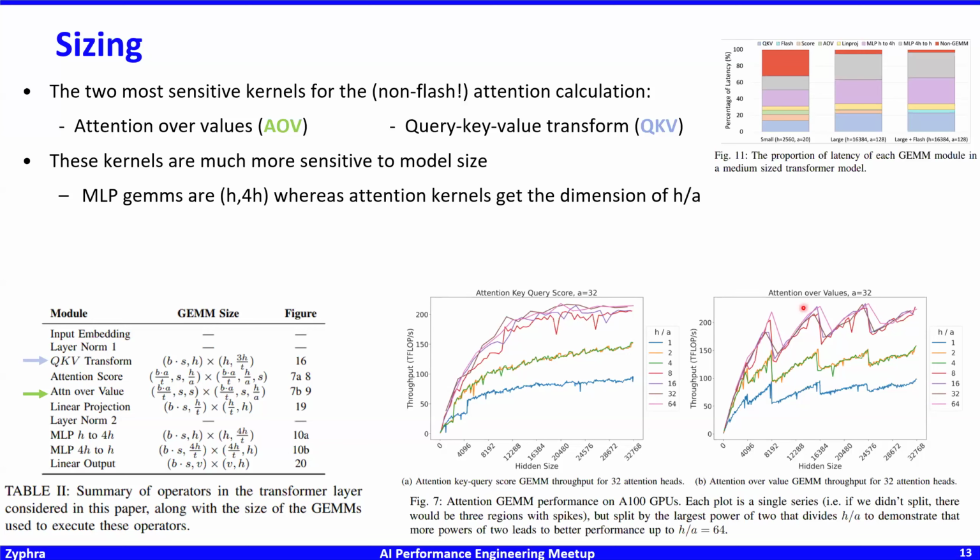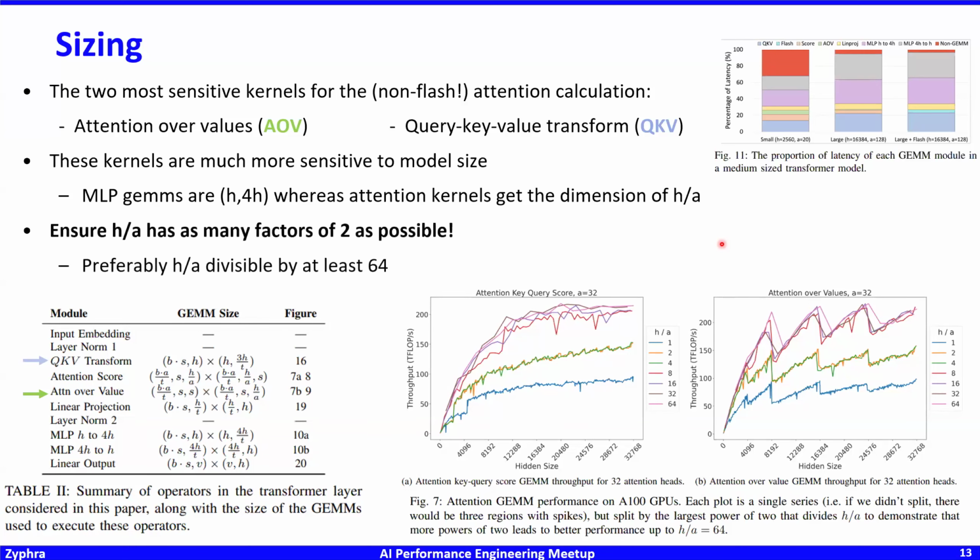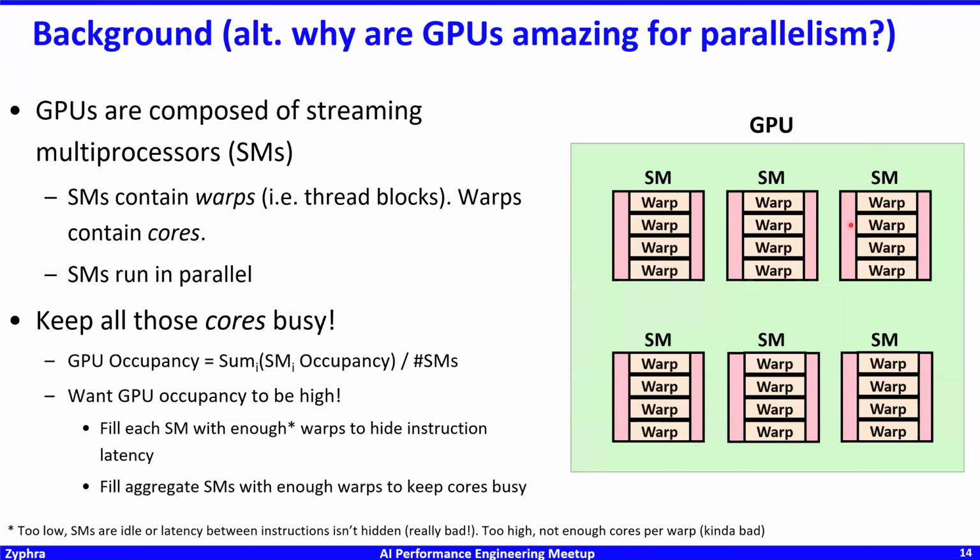And then I think I'll just explain wave quantization and then call it here. The gist is that we want to ensure the hidden dimension over the number of attention heads has as many factors of 2 as possible. That's what gives us this peak here. It's what gives us peaks on the previous slide. That's sort of the gist. But what are these waves? GPUs are composed of streaming multiprocessors. Maybe I should have put this at the beginning, right? So a lot of different SMs. You can think of these SMs intuitively as like a different CPU core.